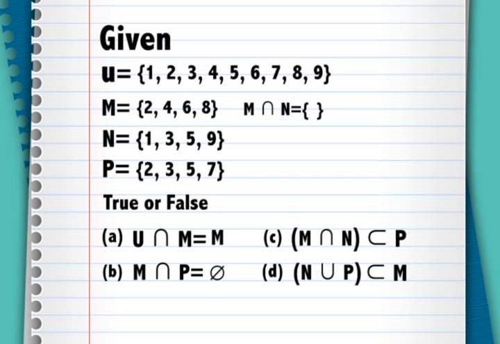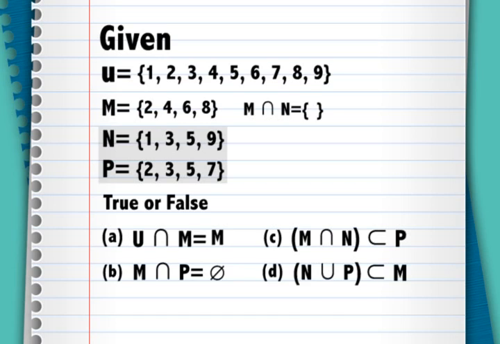The last one now, N union P is a subset of M. If we put together these two, we get 1, 2, 3, 5, 7, and 9. Are these a subset of the set M? Can all of these elements be found in M? No, sir. So this is not a subset.